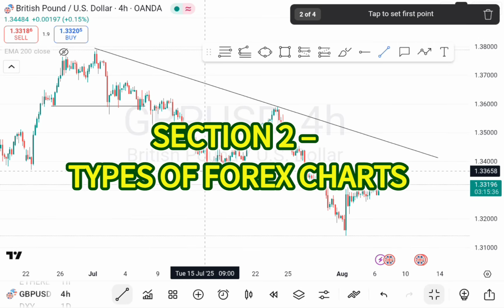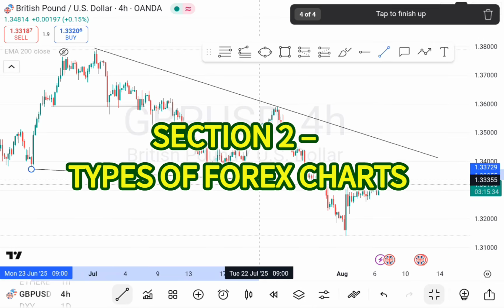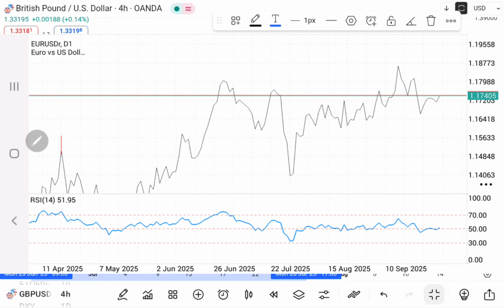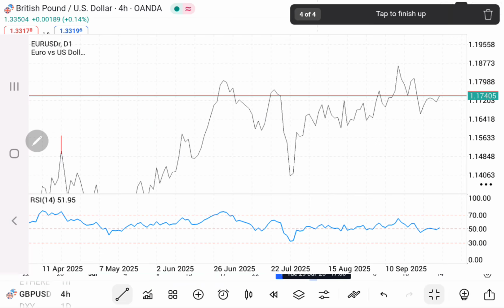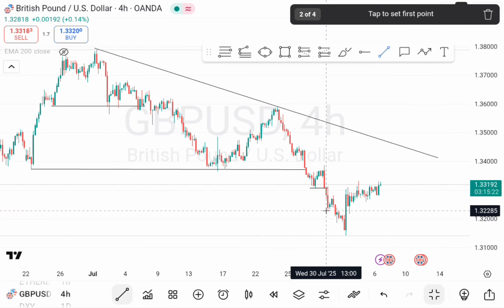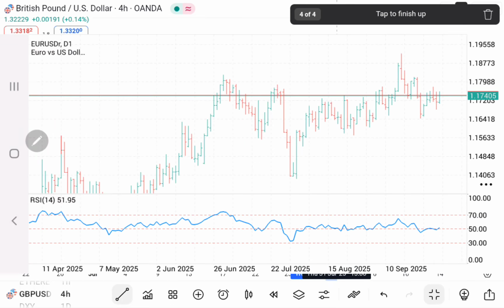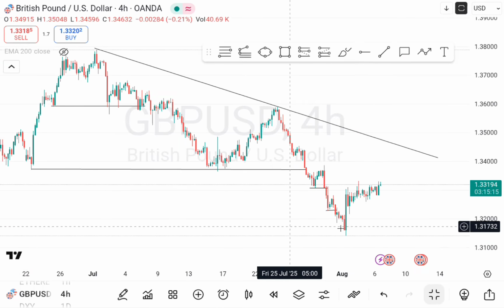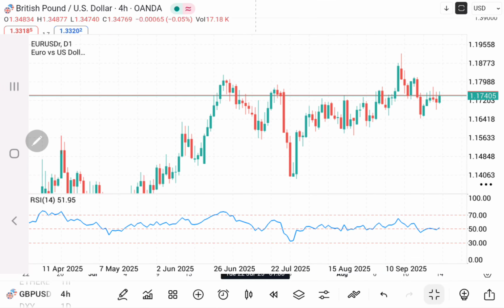Section 2. Types of Forex charts. Now, there are different types of charts, but the most common ones are: 1. Line chart. Just a simple line connecting closing prices. Very basic, good for spotting overall trends. 2. Bar chart. Shows the high, low, open, and close. More details, but not very popular today. 3. Candlestick chart, the most used chart in Forex. It's colorful, easy to read, and packed with info. Most traders use candlestick charts, so that's what we'll focus on.